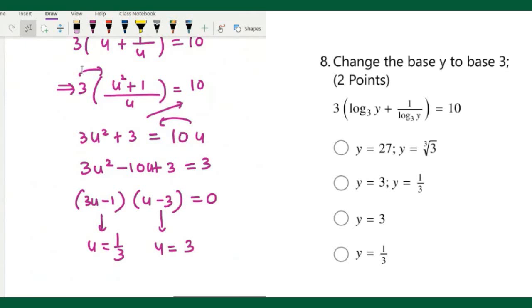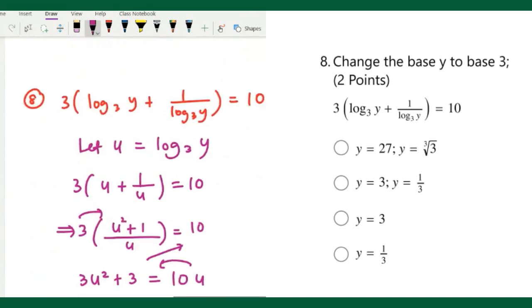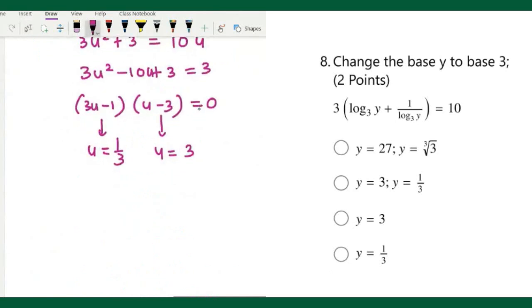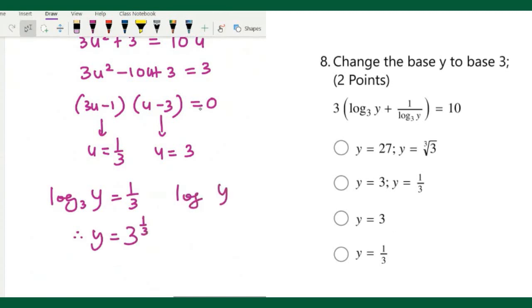We are not solving for u, we want to solve for the original question which is y. So now you substitute back. We let originally u equals to log y to the base of 3. So now substitute back. So log y to the base of 3 is equals to 1 over 3. Therefore, y will be equals to 3 to the power of 1 over 3. As for the next one, log y base 3 equals to 3. And y should be equals to 3 to the power of 3, which will be equivalent to 27.